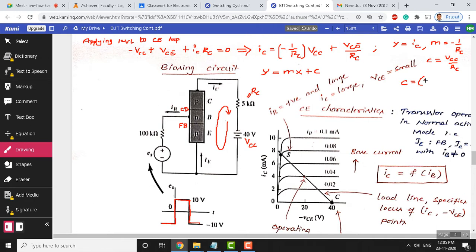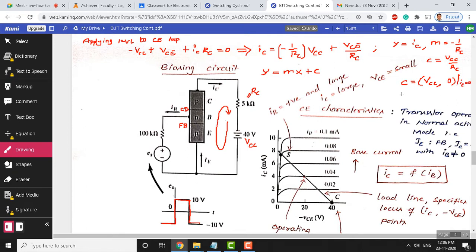So, it has got x value as VCC, but y value is going to be 0. Even if you substitute this IC as 0 in this equation, this equation will go off, RC cancels, and VC will be equal to VCC. So, we can obtain this C point by substituting IC as 0 in this equation. This is under the condition IC equals 0.